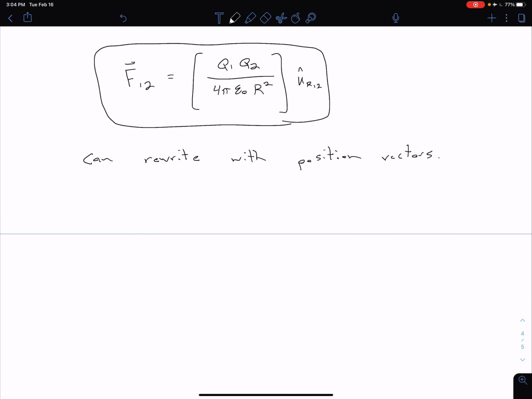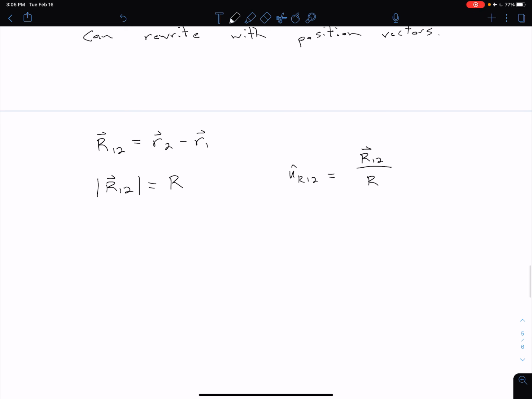So we're looking for a relationship between this unit vector and our position vectors. In general, our r12, the vector from Q1 to Q2, thinking back to our vector algebra, is equal to r2 minus r1. And then of course the magnitude of that vector, r12, is equal to the distance between the 2 points, r. So the unit vector r12 is equal to the vector r12 divided by r.